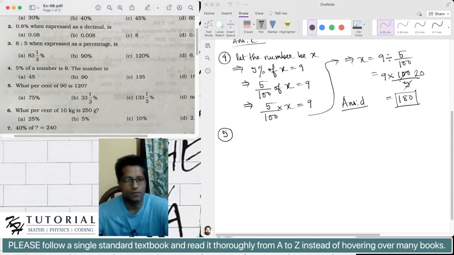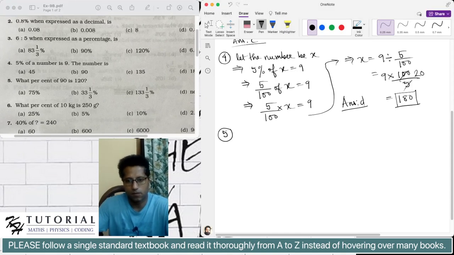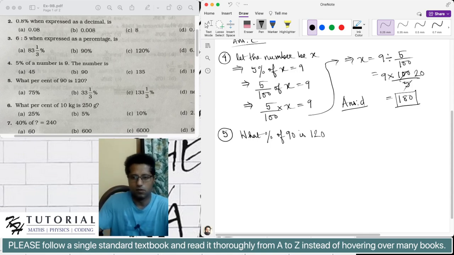What percent of 90 is 120? So it is asking what percent of 90 is 120. So we know this will be equal to 120 divided by 90 multiplied by 100, this much percentage.